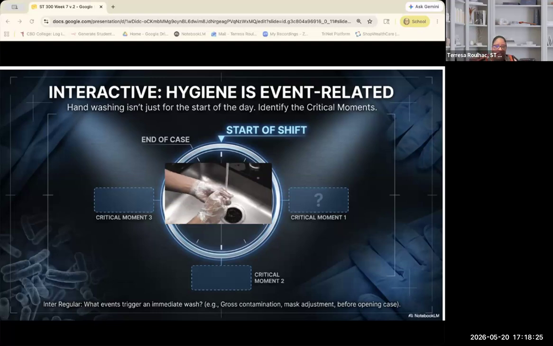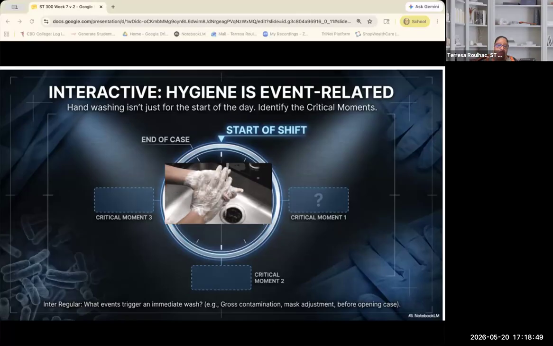Is washing at the start of a shift enough? And I'm going to tell you no, but I'm going to tell you why. It's not. Because contamination happens throughout the day. So we can't just scrub our hands or wash once and be like, I'm golden, and move patient to patient without going back to wash our hands.